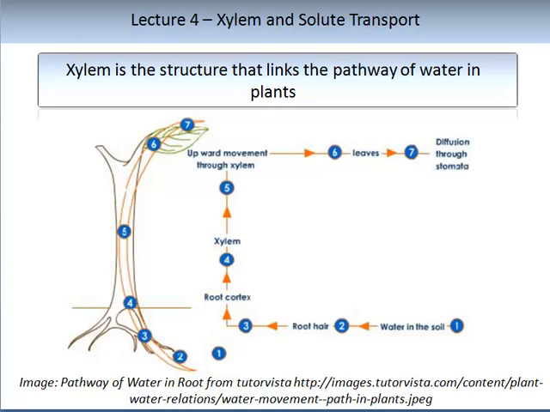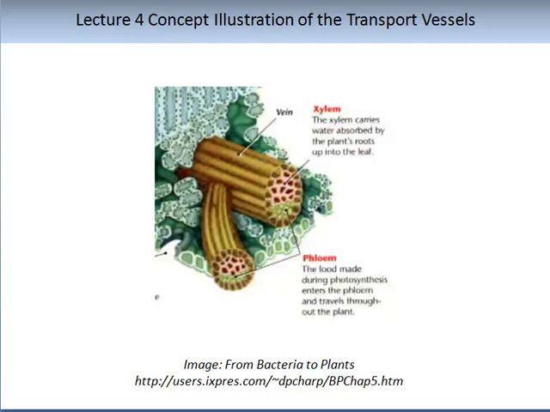The xylem structure plays a critical link in the pathway of water in plants. This image on the slide is a simple concept illustration showing the vein and the xylem and the phloem vessels which are incorporated into the vein. It is along these vessels that water and nutrients move.